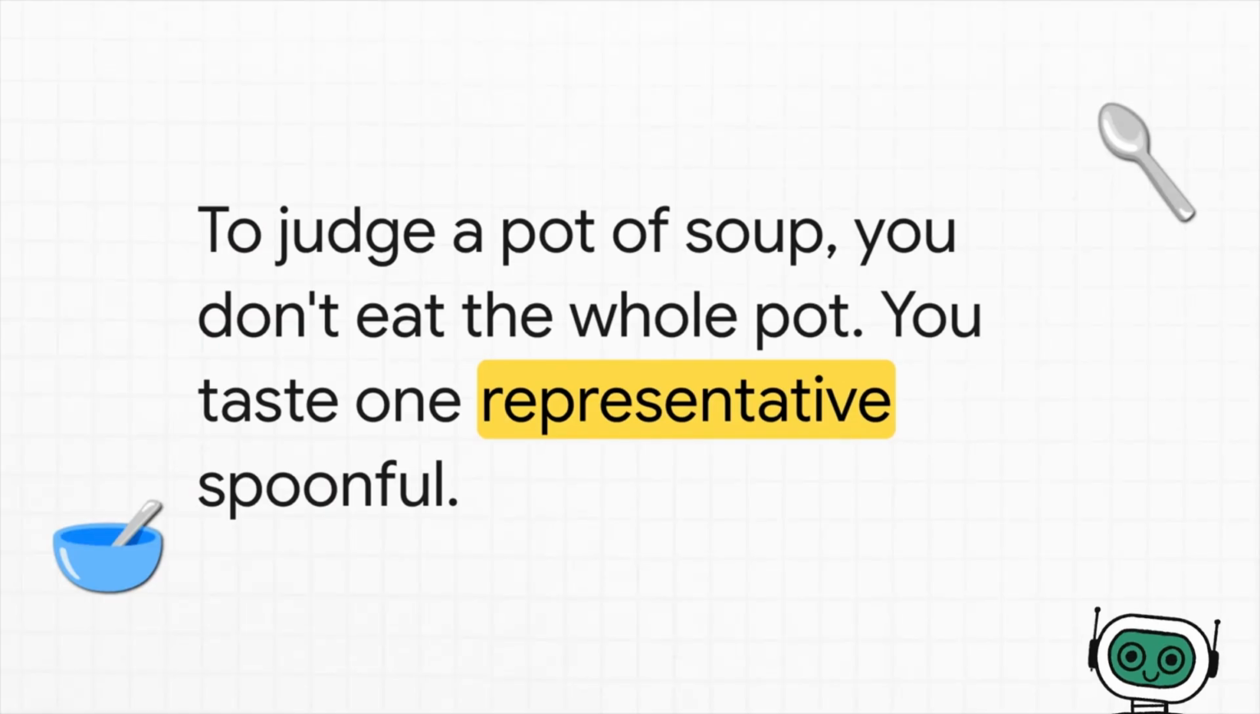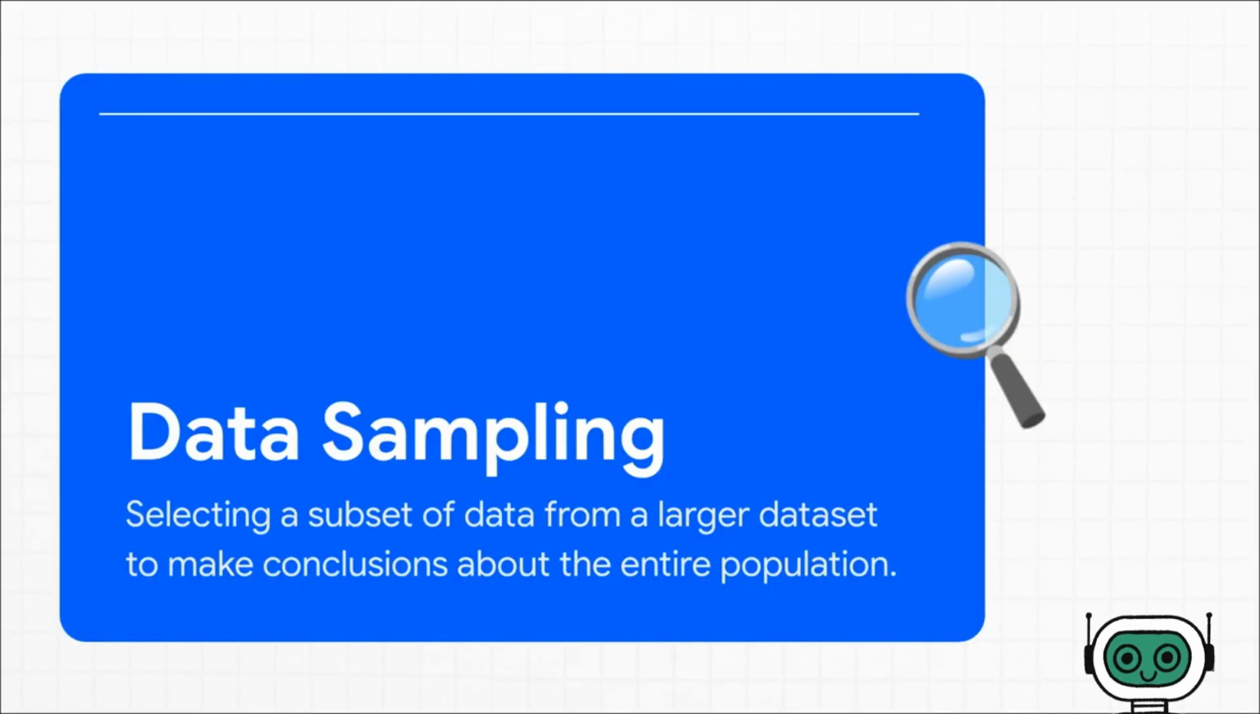The best analogy I've ever heard for this is soup. To see if a big pot of soup is seasoned correctly, you don't have to eat the whole thing. You just taste one spoonful. But that spoonful has to be representative. If you only scoop the salt from the top, you're going to get a very wrong idea about the soup. It's the exact same with data. So to put a formal definition on it, data sampling is simply the method of picking a smaller subset of data from a large population so that we can learn something about that entire population.